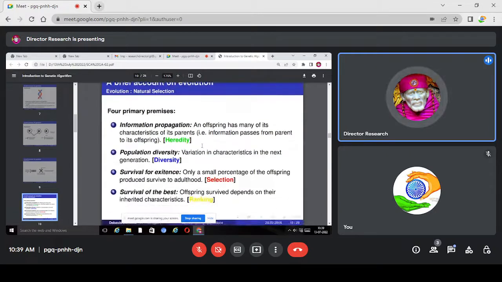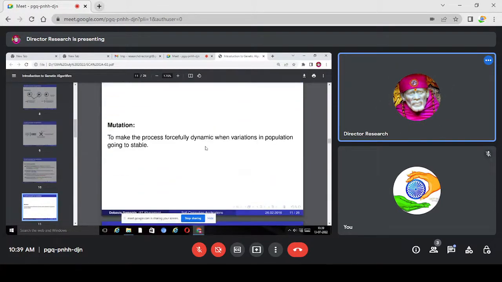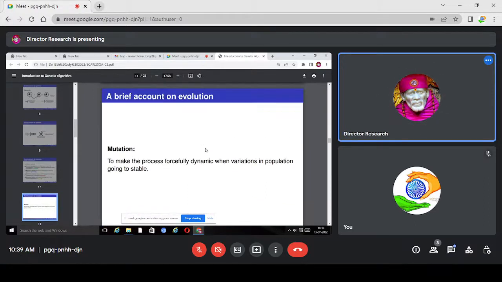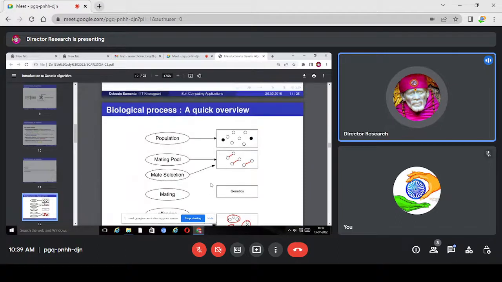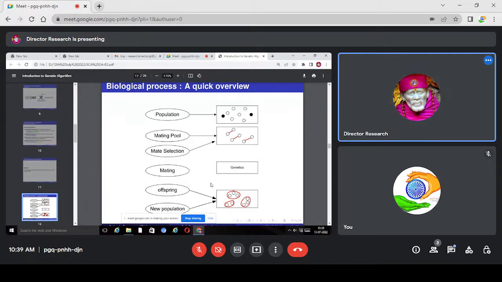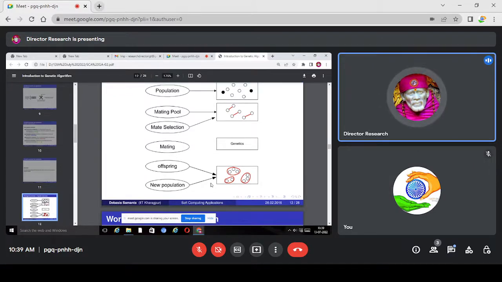So, a brief account of evolution: information propagation and offspring, so many of its characteristics. So, population diversity, survival of existence, survival of the best. Mutation makes the process dynamic, so that variation in the population becomes stable. A brief account of evolution: biological processes. See the diagram. Population, so mating pool. So mate selection, so mating, offspring, new population.